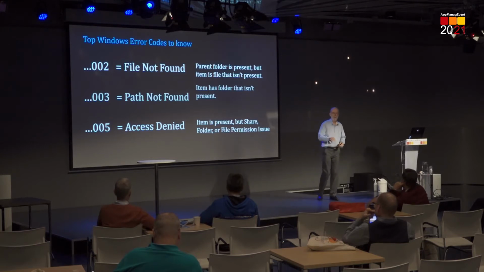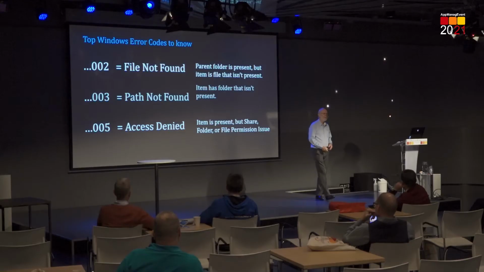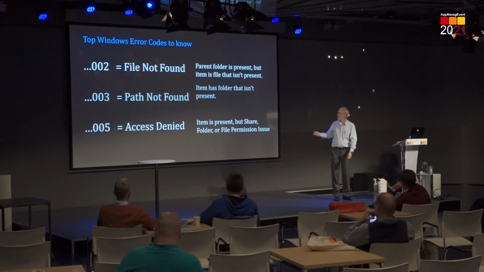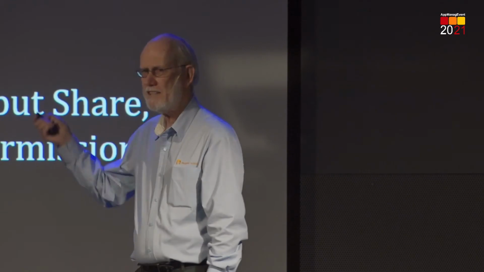Now let's talk about a file. The application asks for C:A/B/C/D, right? If the folders A, B, and C exist, but the file D, or the subfolder D, did not exist, that's where we get file not found. The entire path exists and only the file is missing. We also have path not found. That means one of the folders itself didn't exist, right? So that's the difference between those two.